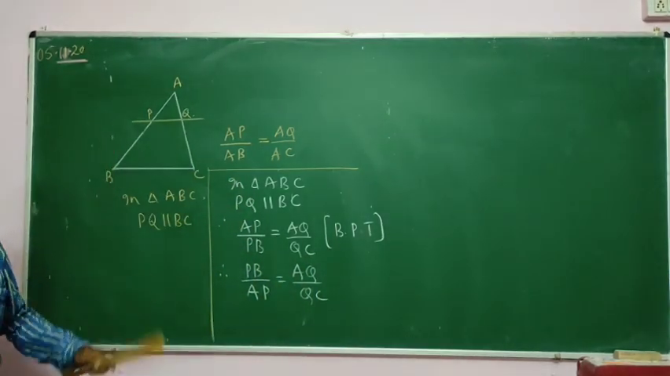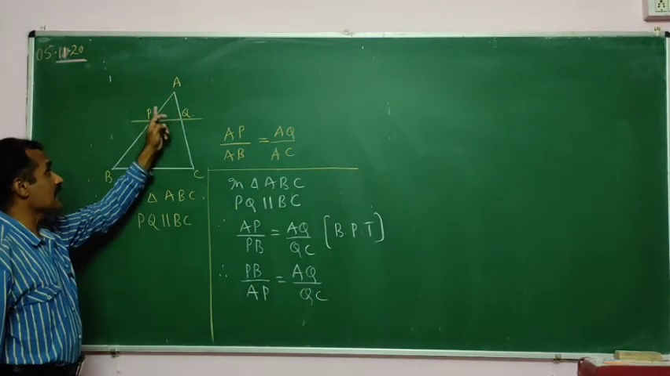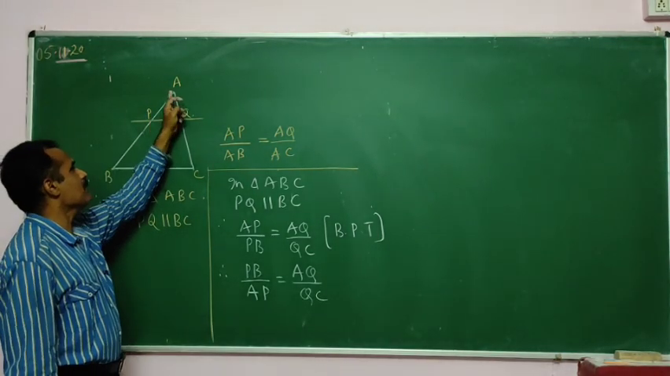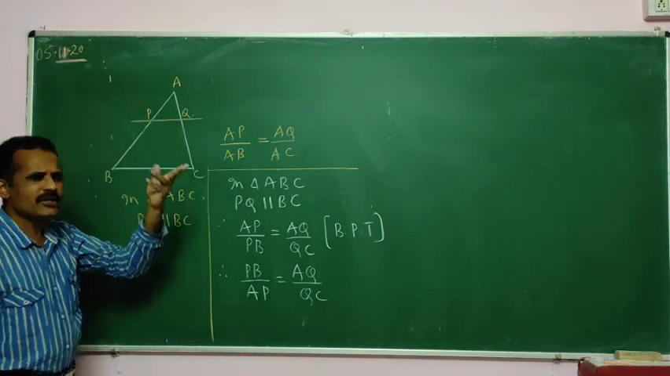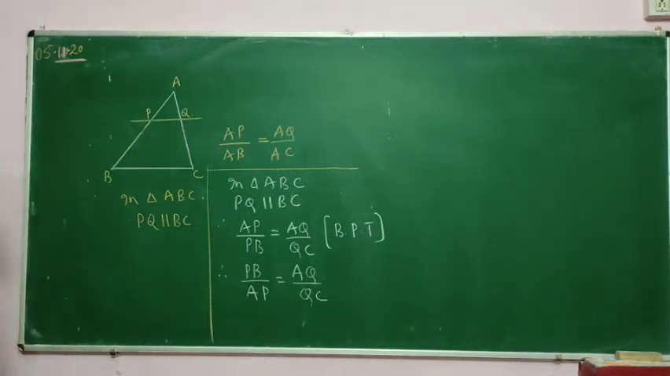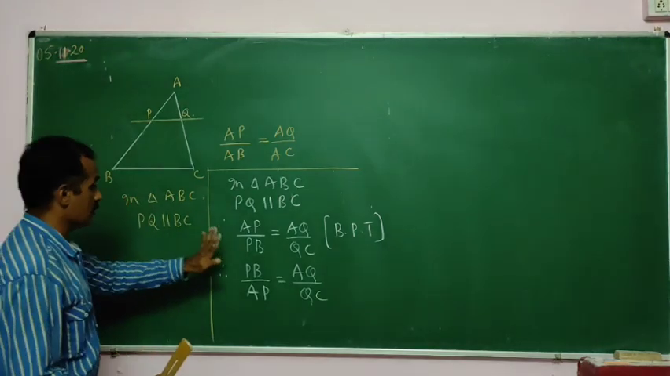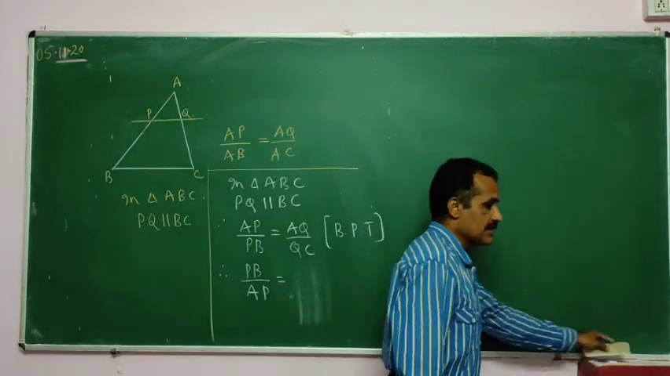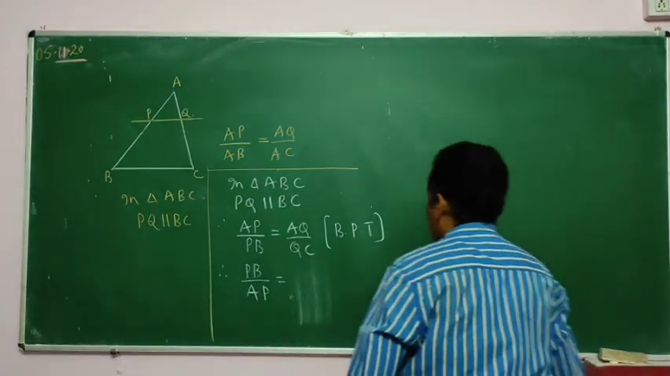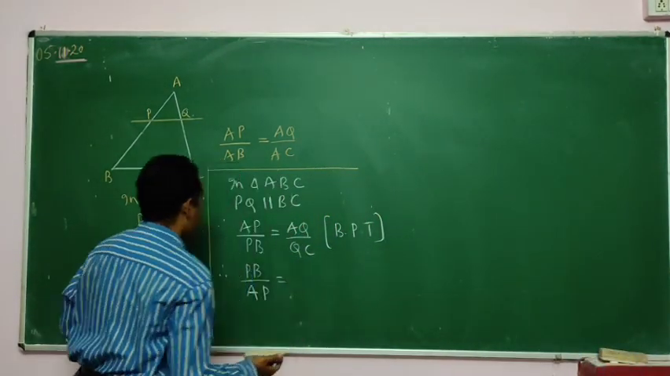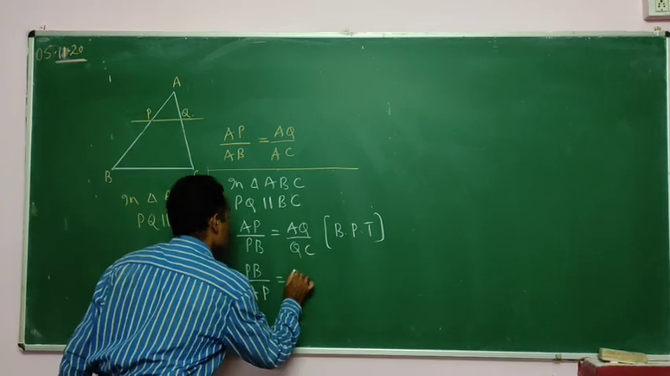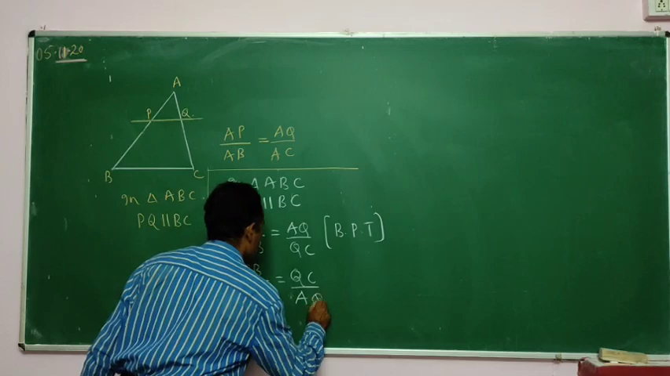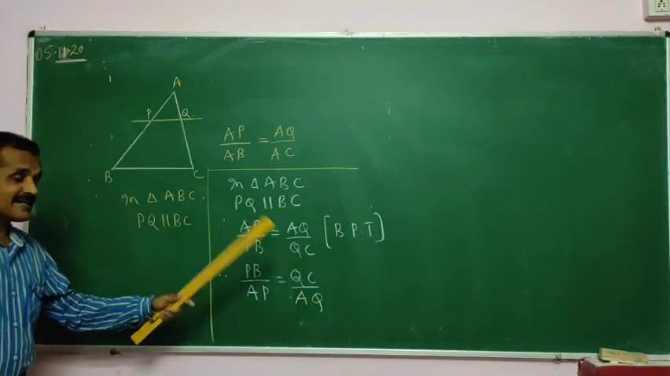I have told you earlier also, it is not necessary that you should write it like AP by PB; you can write BP by AP is equal to QC by AQ. Same thing I have written. Sorry, yes, it is the reciprocal on both sides. I'm very sorry. PB by AP is equal to QC divided by AQ.